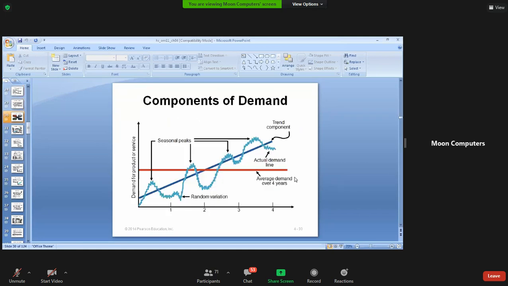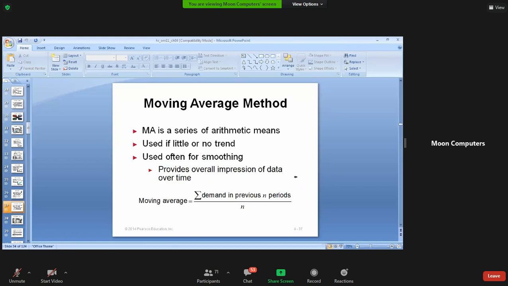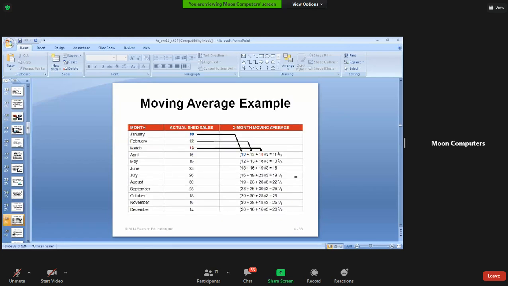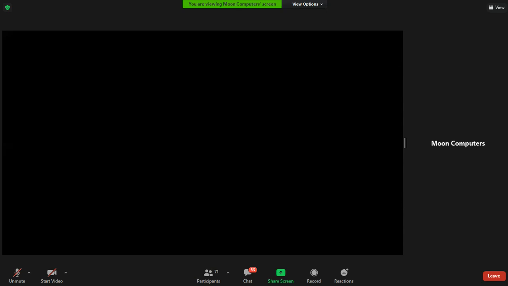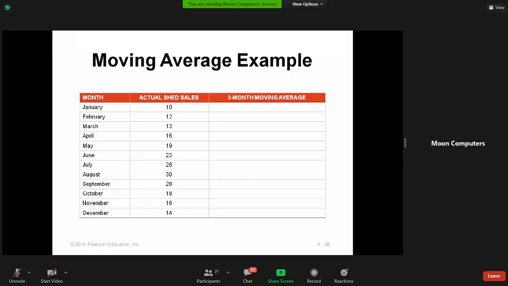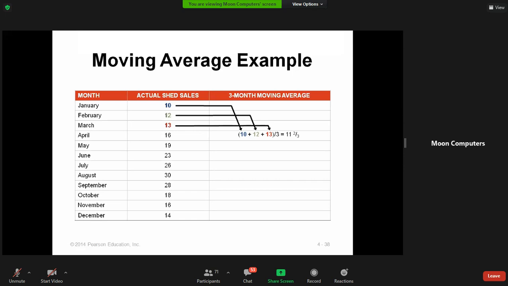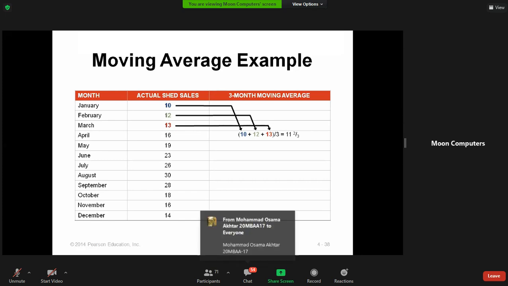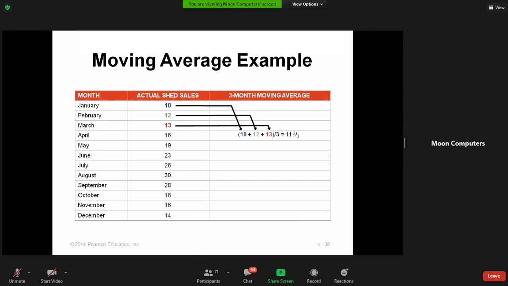So I would like to show you one table with the help of which you will understand. See this table. I will make it full screen to help you understand it better. Is this slide visible? Yes, sir. I am explaining the method of forecasting. In the moving average method, the actual data is given from January to December. Imagine that I would like to forecast for the month of April.